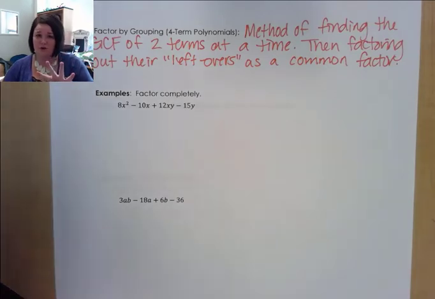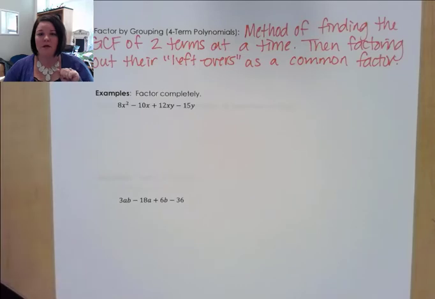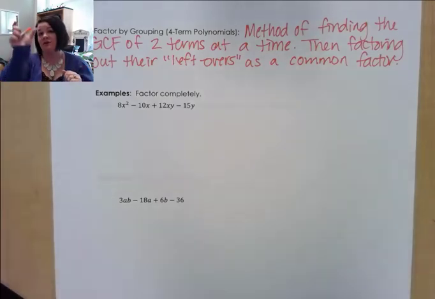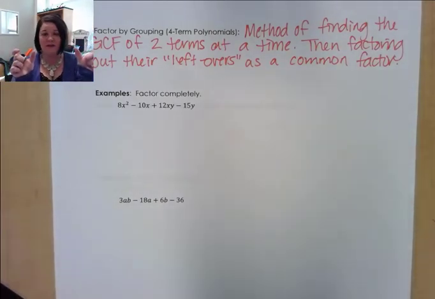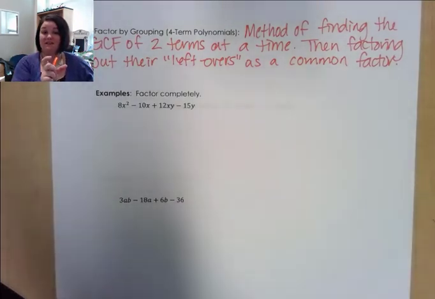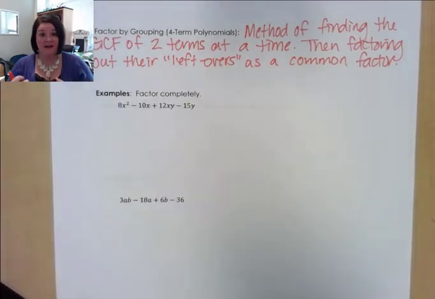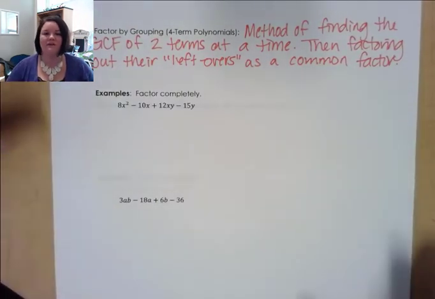So this is for 4 terms. So we're just going to look at a pairing of 2 terms and 2 terms, okay? And then once we've found the greatest common factor of each of those pairings, then hopefully whatever's left in the parentheses as their leftovers, we can then factor out, okay? So let me show you what that looks like.